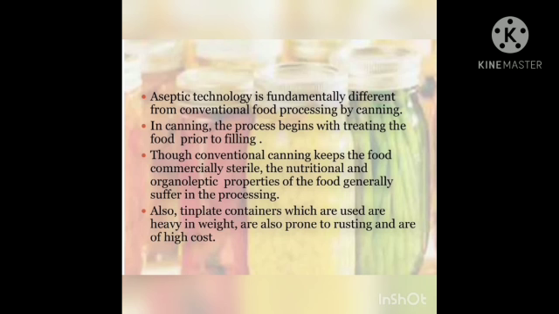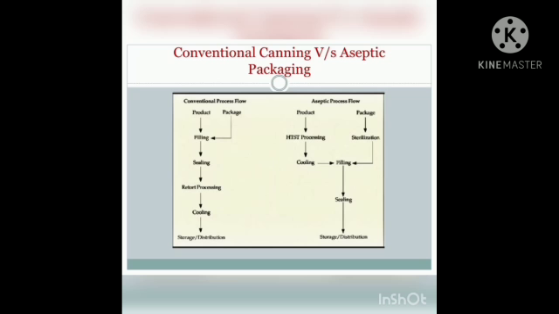Aseptic technology is fundamentally different from conventional food processing by canning. In canning, the process begins with treating the food prior to filling. Though conventional canning keeps the food commercially sterile, the nutritional and organoleptic properties of the food generally suffer in the processing. Also, the tin plate containers which are used are heavy in weight, prone to rusting and of high cost.